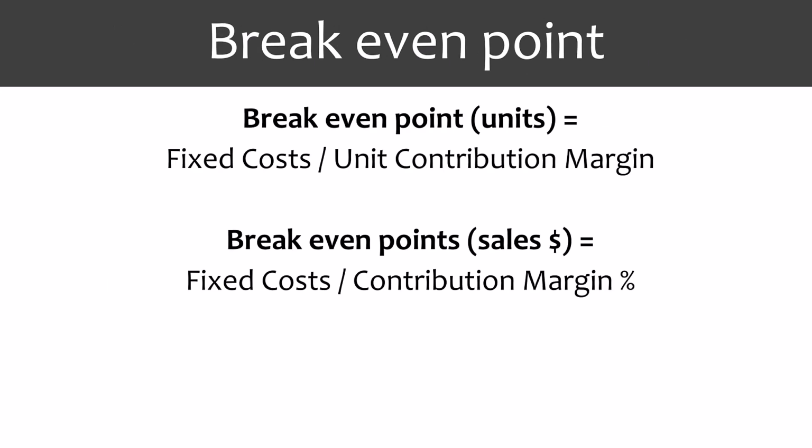Then we get to break-even point. The break-even point in units is the fixed cost divided by the unit contribution margin. Break-even point in sales dollars is fixed cost divided by the contribution margin ratio.